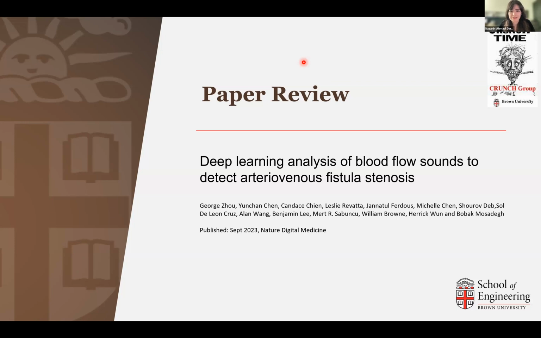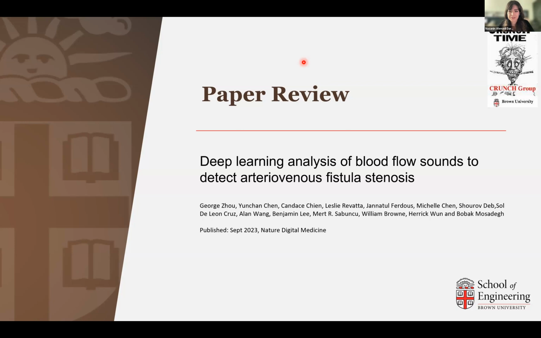Current seminar. So this week we have 2 talks, 3 presenters. The first talk is a paper review on deep learning analysis of blood flow sounds to detect arteriovenous fistula stenosis, which will be given by Nikhil Kadivar and Additi Pandey.